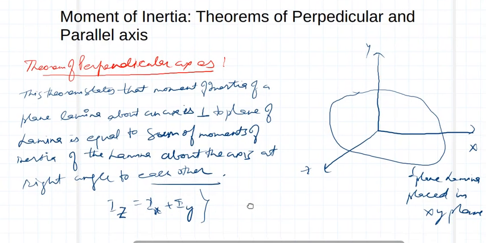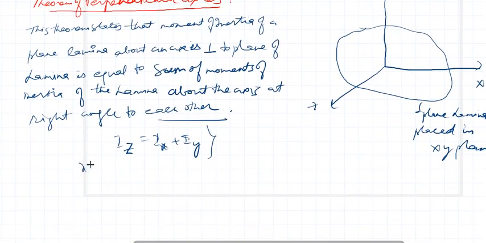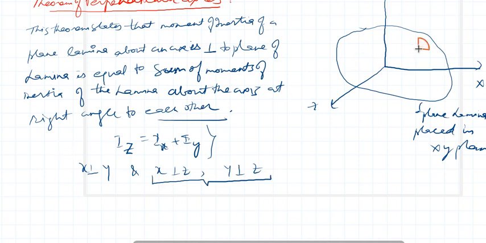And here x and y are perpendicular to each other, meaning x is perpendicular to y and x is perpendicular to z, and similarly y is perpendicular to z. Now, say there is some point represented by ri as its position vector, and say it is at a distance yi from the x-axis. This is the point P, the ith point, and its mass is mi.